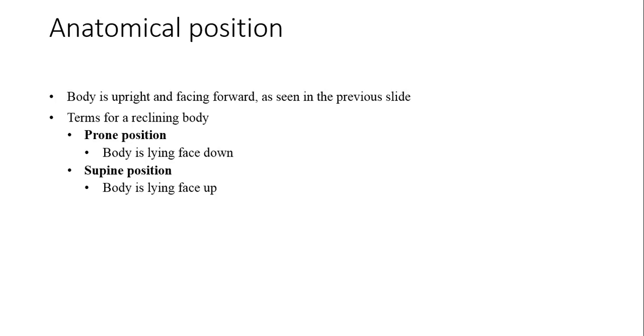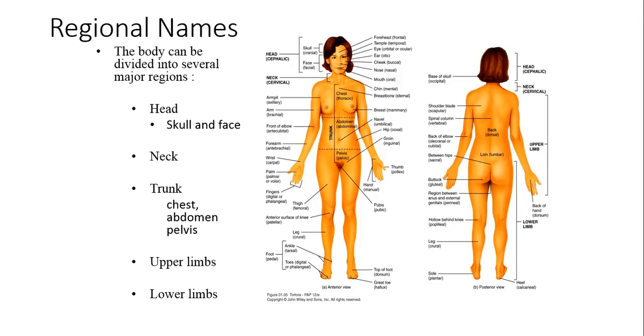So, as we saw on the last slide, anatomical position is the body upright facing forward. There are terms for a reclining body. The prone position refers to when the body is lying face down. Supine position, the body is lying face up. The body can be divided into several major regions. We have the head with the skull and the face, the neck, the trunk, which is divided into the chest, abdomen, and pelvis, our upper limbs, and our lower limbs.